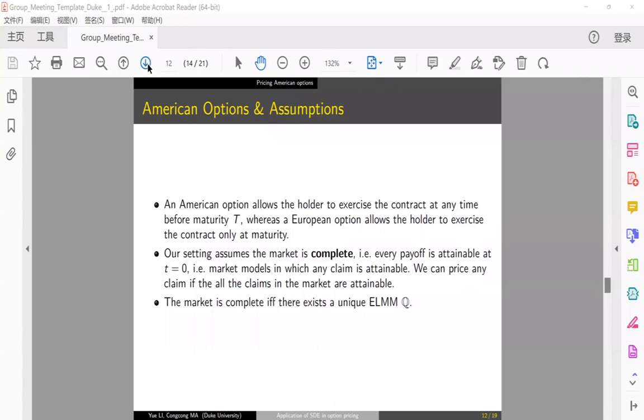So I will continue to talk about American options and the relevant strategies. The American option allows the holder to exercise the contract at any time before maturity T, whereas a European option allows the holder to exercise the contract only at maturity. Our setting assumes that the market is complete, which means that every payable payoff is attainable at T0, so that we can price any claims if all the claims in the market are attainable. An important theorem is that the market is complete if and only if there exists a unique equivalent local martingale measure Q. This is useful in many of the theorems below.